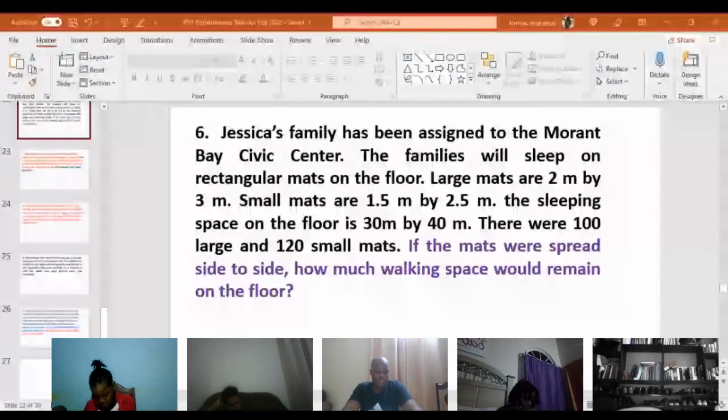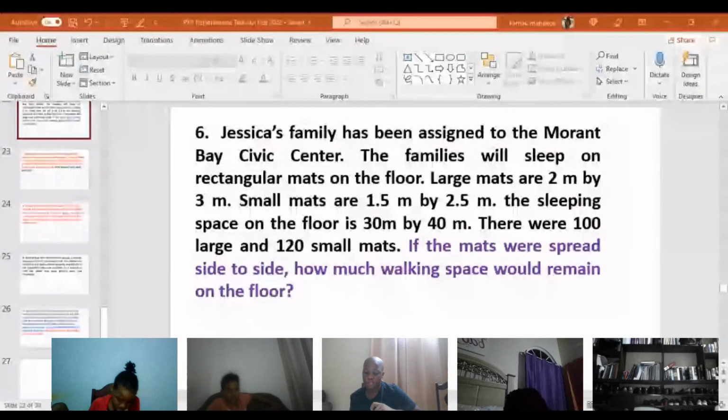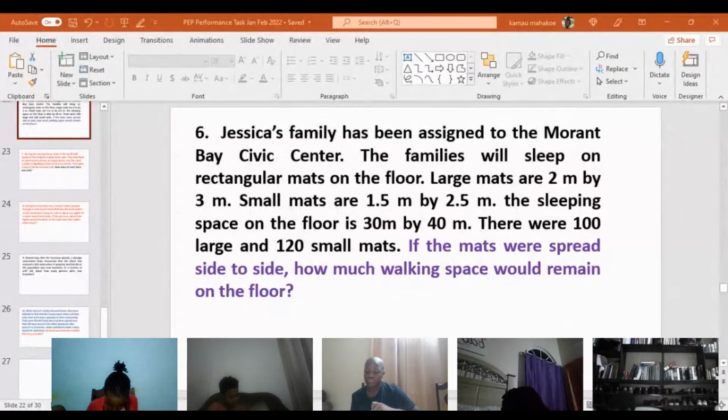So Madison and John are on point with this question. We work out the area of the floor, which is 30 meters times 40 meters, and that gives us 1,200 meters squared. And John very diligently worked out the area of the large mats times how many large mats, right? So 2 meters times 3 meters times 100 gave us 600 meters squared. Then the small mats, their area 1.5 meters times 2.5 meters times 120 of them, gave us 450 meters squared. We add those two together, the space that the two types of mats take up, which gave us 1,050 meters squared, and we take that from the full area of the floor, which leaves 150 meters squared.